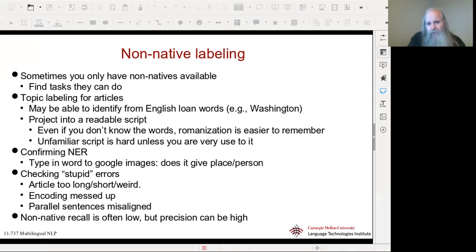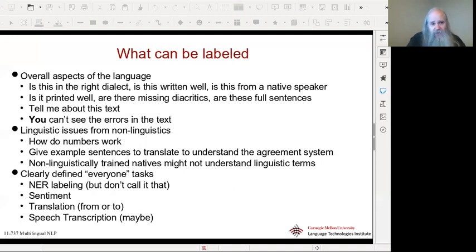Non-native recall is usually pretty low, so it's pretty hard for somebody who's not a native speaker to recognize all of the named entities. But the named entities they do recognize, they're usually pretty precise at. So you get pretty high precision out of a non-native, but the recall sucks. And so you can be aware of that when you're actually doing it. And as I say, sometimes non-natives might be the only thing that you actually have. What can be labeled, okay?